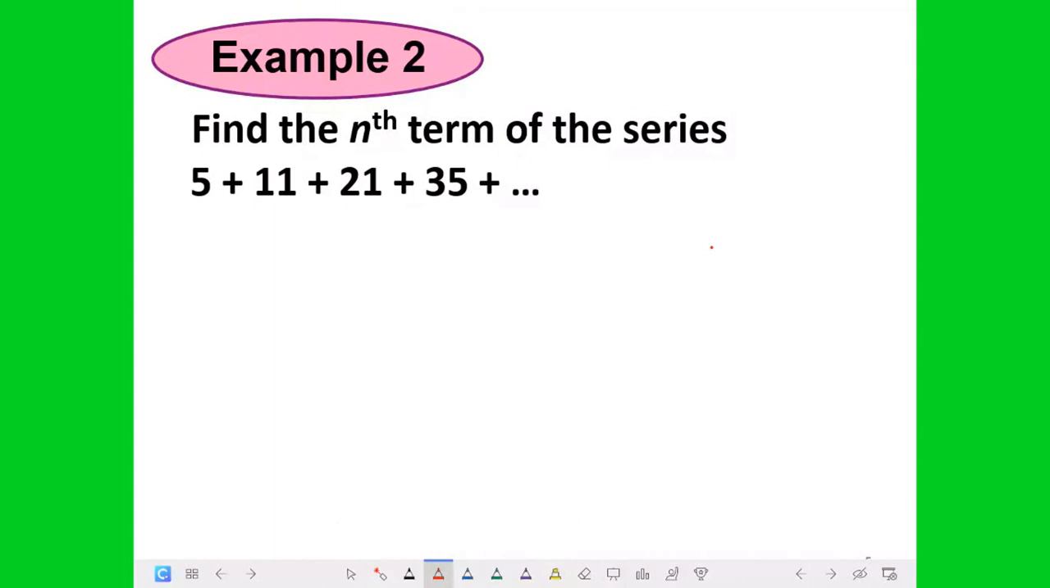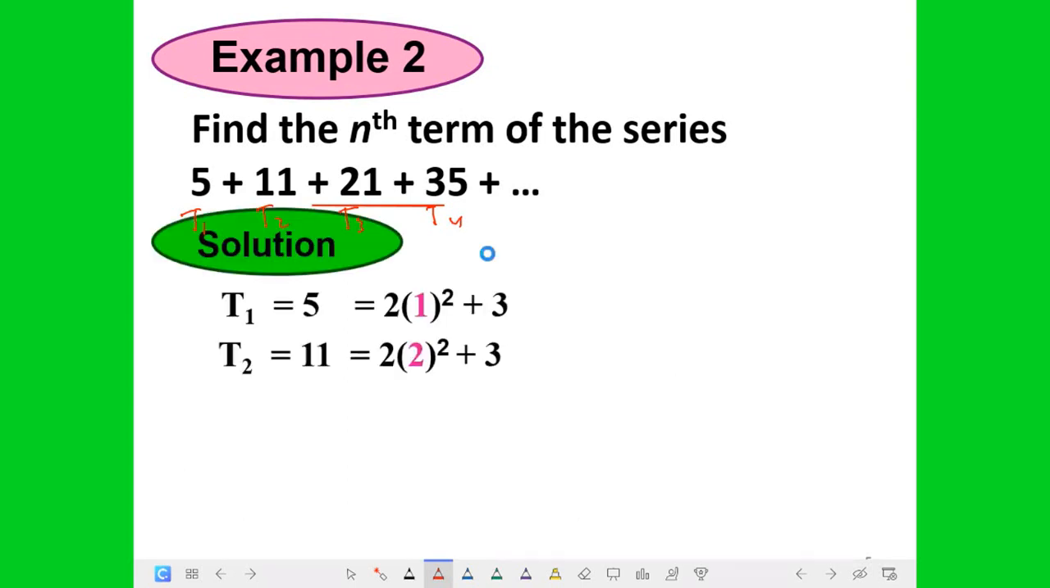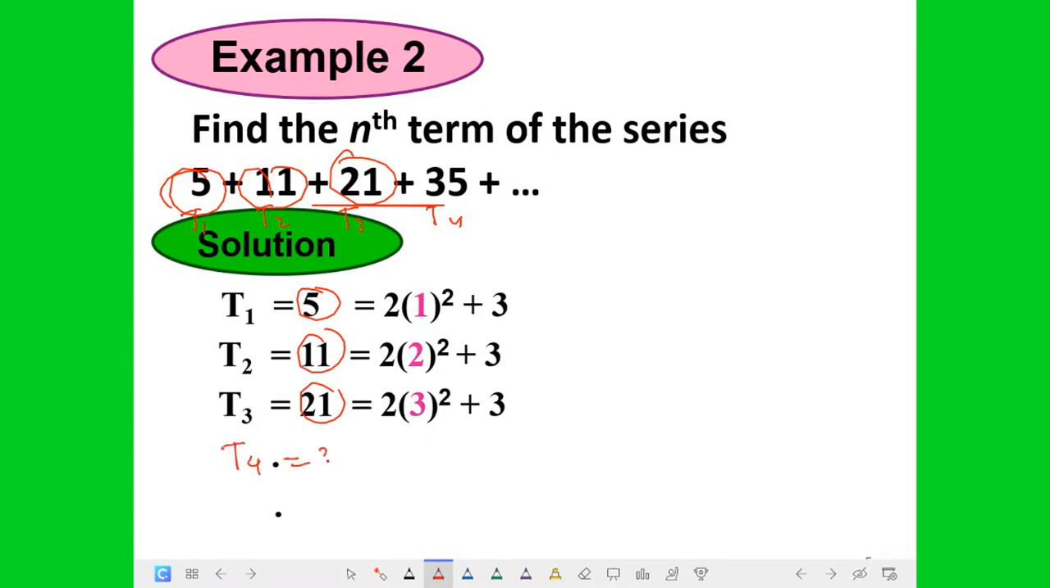Find the nth term of the series. Just now it was sequence, now series. Same procedure. T1, T2, T3, T4. You check the pattern. T1 is equal to 5, T2 is 11, T3 is 21, T4 is 35. Check the pattern. Quite tough actually. You need to be creative. Plus 3. Here 4 squared is 16, 16 times 2 is 32, plus 3 is 35.